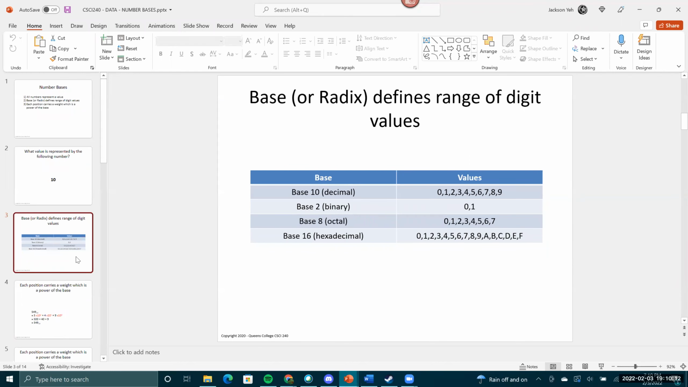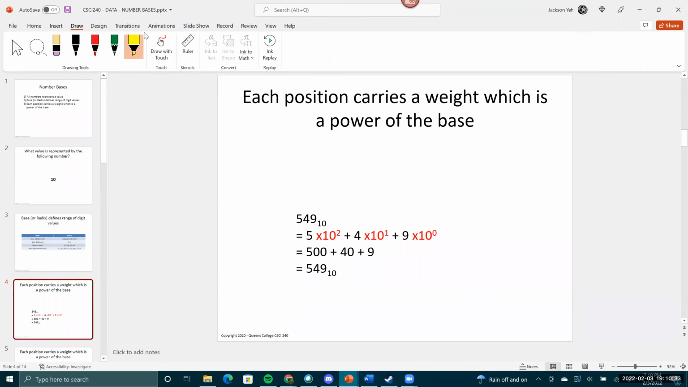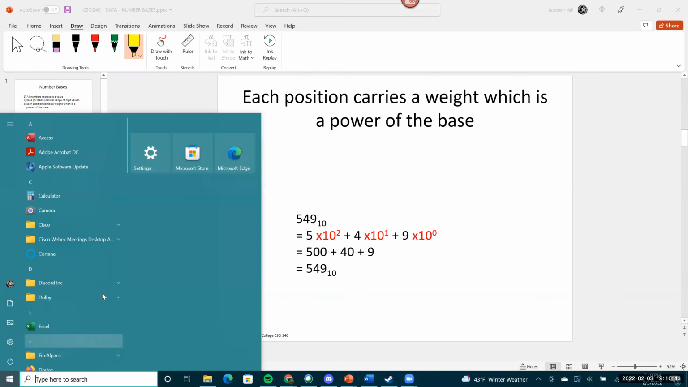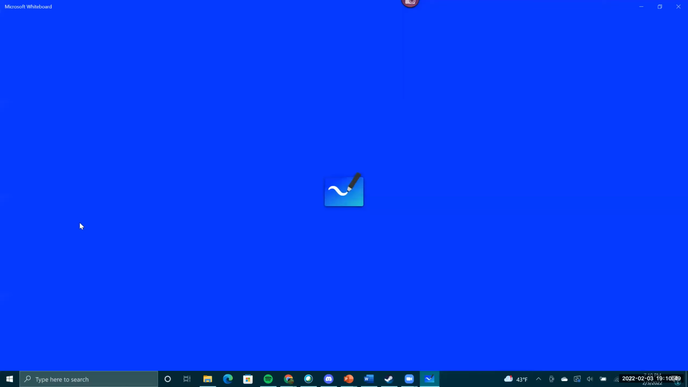Now I just said the words digit position. Digit position means that when a number has more than one digit, each position in the number carries a weight, which is a power of the base. That's a mouthful. So what does that mean? Let me just draw it out with the number 549, because it's easier to see as I'm drawing it out. You see the context of what we're saying, instead of just looking at the notes and trying to figure out, hey, what are you talking about? So let's just bring this up.